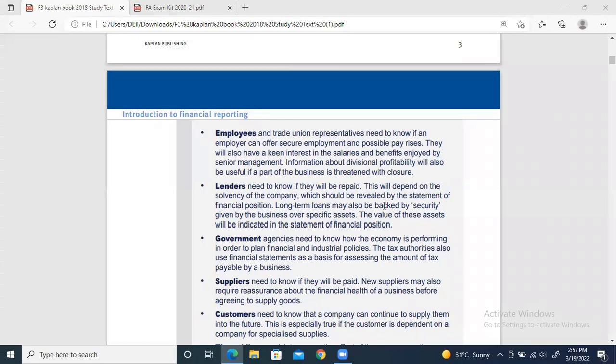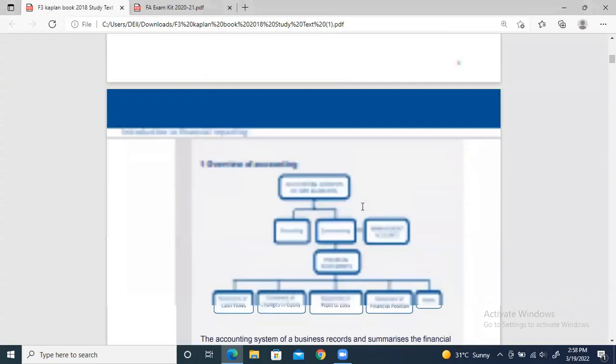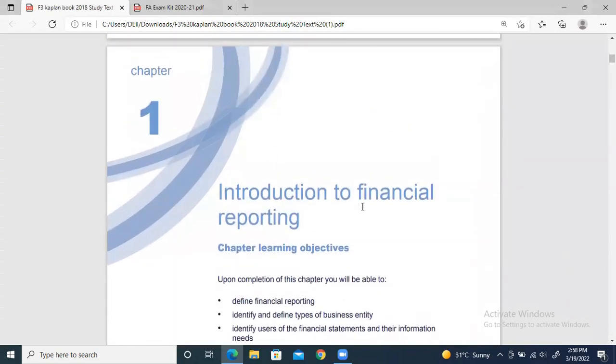Okay, so in today's class, we are basically looking at the first two chapters. Chapter one is basically known as Introduction to Financial Reporting. So why are we looking at the first two chapters? Because chapter two is not actually very long, so it will be covered there and then in this class, right?